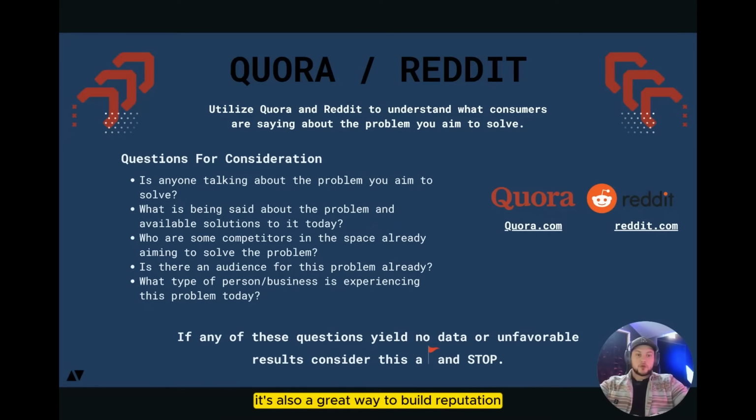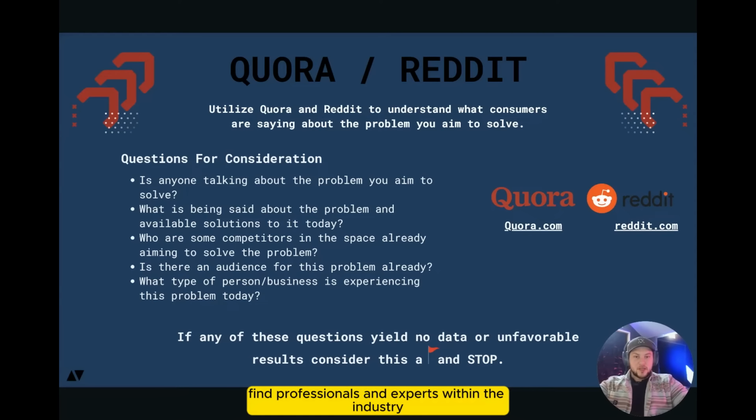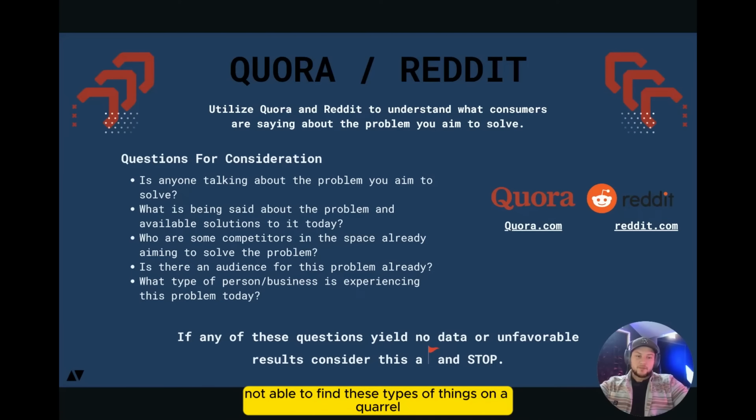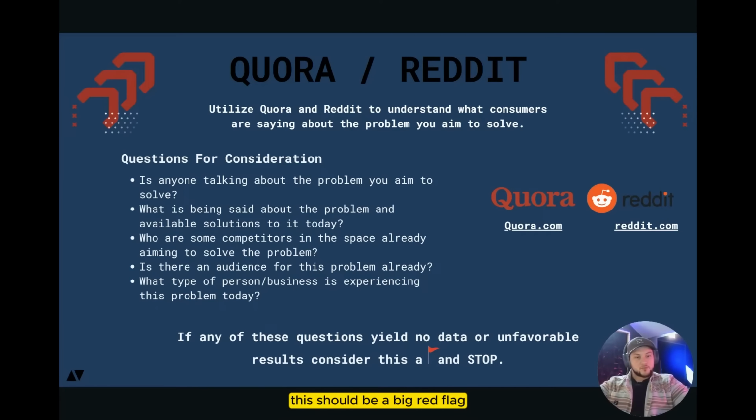It's also a great way to build reputation. It's also a good way to find professionals and experts within the industry and create direct relationships. They might also turn into your future customers. This is a great way of distilling whether competition has already been in the marketplace and whether there is a solution available for the industry that you aim to solve a problem for. This is a good opportunity to find an audience, find the businesses that are all experiencing the problem. So if you're not able to find these types of things on a Quora or a Reddit, this should be a big red flag. We don't want to go down the path of trying to solve a problem that does not exist.